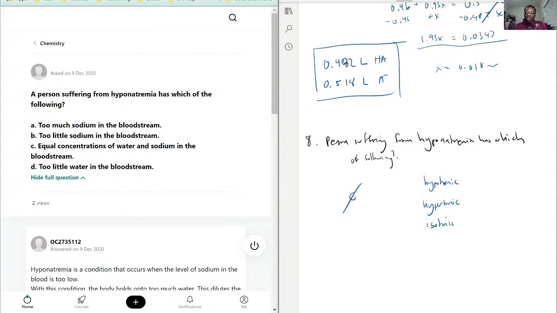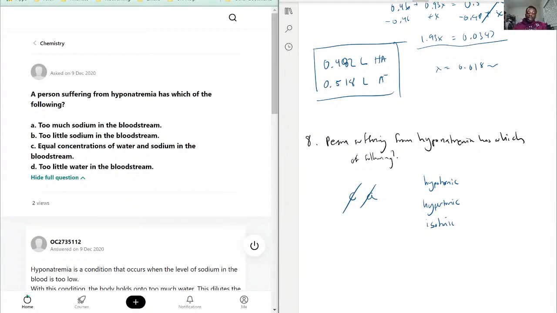So now it goes down to which one we'd like to choose. Hypotonic means too little of something. So in order for us to tackle this question better, I would say we'd cross out the answers that also don't say too little. So A as well cannot be a choice because it says too much sodium in the bloodstream. Now it's between too little sodium and too little water.